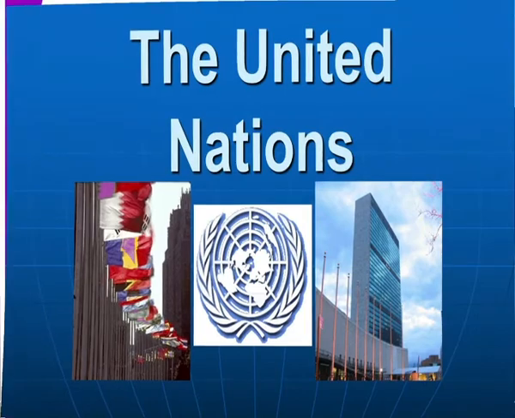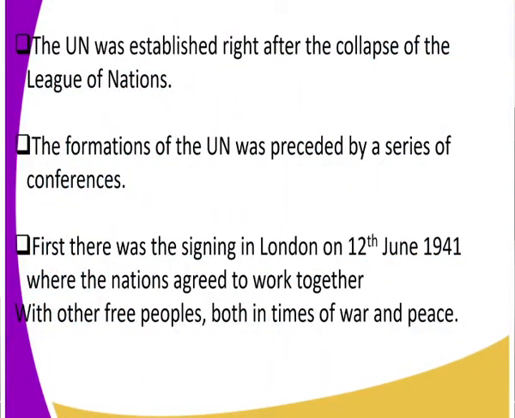Good. Now, we must get to know that the United Nations was established right after the collapse of the League of Nations, right? And we must know that the League of Nations was created in 1919 under the Treaty of Versailles to promote international cooperation and to foster peace and security. Now, the formation of the United Nations was preceded by a series of conferences, right? For example, what are some of these conferences?